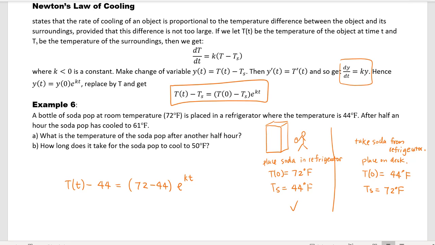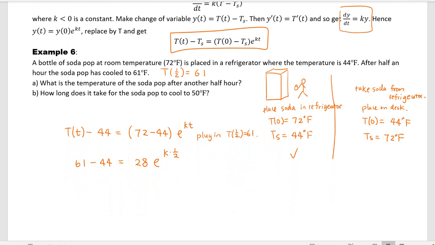After half an hour, the soda pop has cooled to 61 degrees Fahrenheit. So it means T of half hour is 61. Let's use this information to find the k. We plug in T of 1/2 equals 61. What's 72 minus 44? It's 28, times e to the k times 1/2. Then 61 minus 44 is 17. So e to the k times 1/2 is 17 over 28.